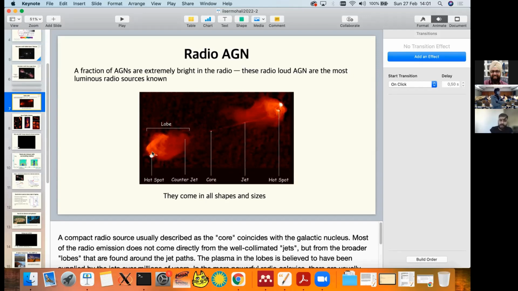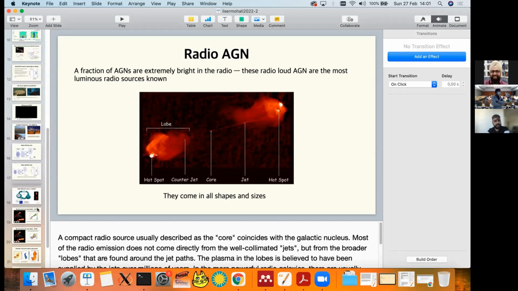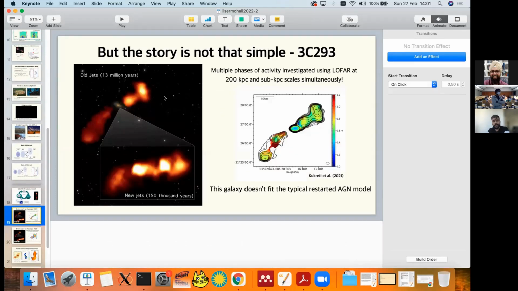But now we have telescopes that can spatially resolve this emission, which means we can individually study these different parts, and we can measure the spectral index and all other kinds of properties individually in these regions. So that's what this slide is trying to show, that we are now resolving the spectral index across the lobe, because we have really good spatial resolution.